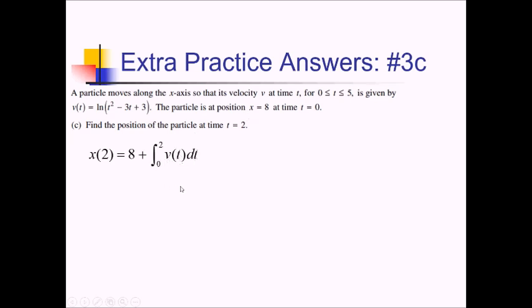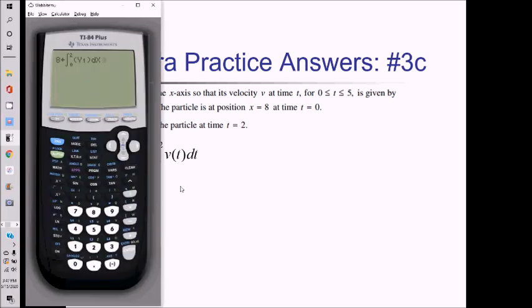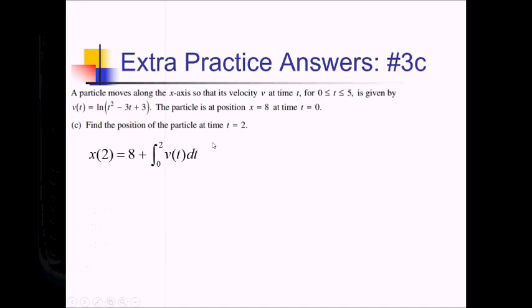And now we just have to put that in the calculator. So here's what I'm entering in my calculator. I've got 8 plus integral, which I got math 9 to get that, from 0 to 2. I did alpha trace, and then I pulled up y1. That's where I stored my velocity function. I have an x in the dx. Press enter. And that's going to be 8.369 for that position.